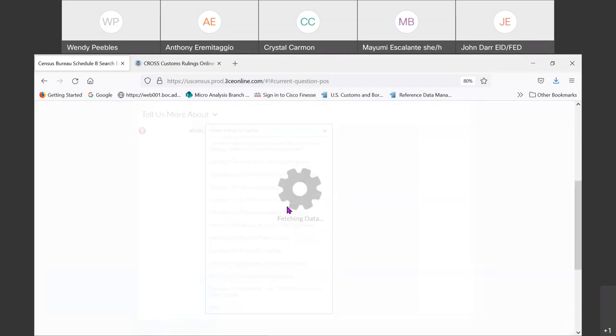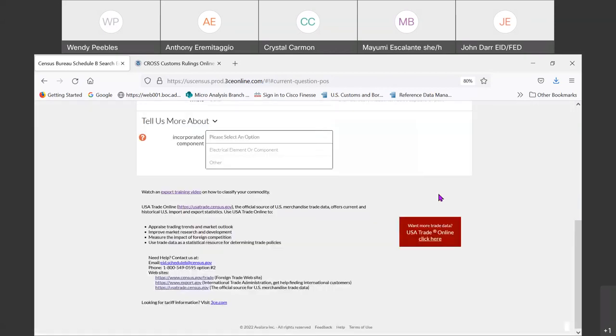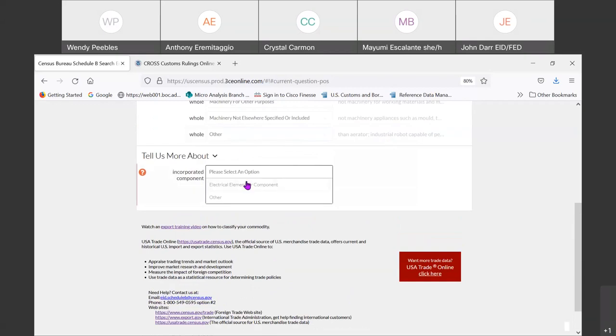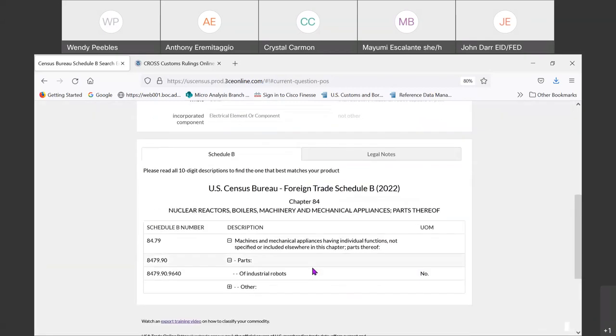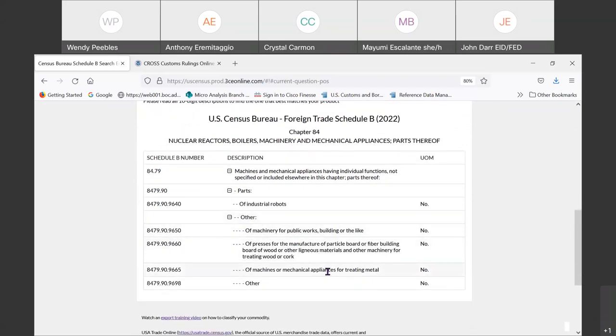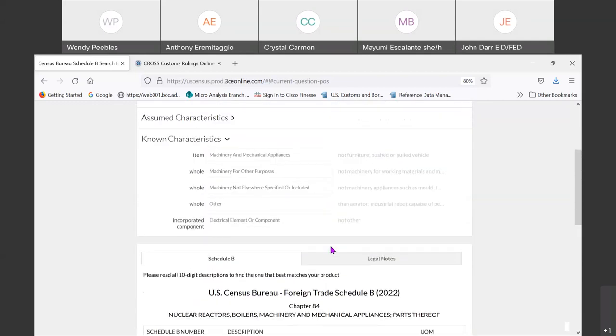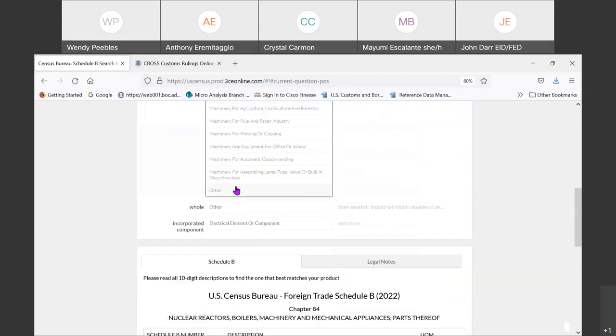Okay, so we can start with this one, and then it has a couple of other questions. Other. Electrical element, yes. Okay. And so this takes us to 8479 for machines and mechanical appliances having individual function not specified or included elsewhere in this chapter and parts thereof. So in this case, it is having us classify it as, let's see, parts 8490. I'm not sure why this has just jumped to parts, but we have it is 8479-89. I just wanted to be sure we're in the right ballpark. Okay, well, it might have to do with which one we chose there or the other.